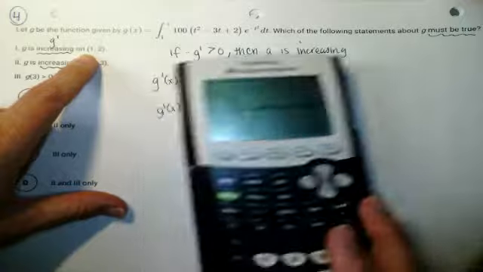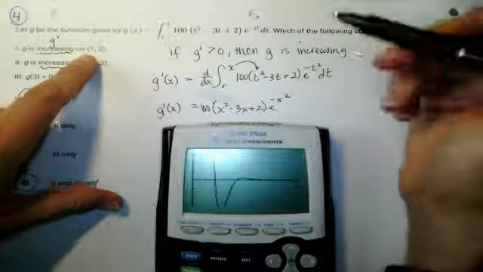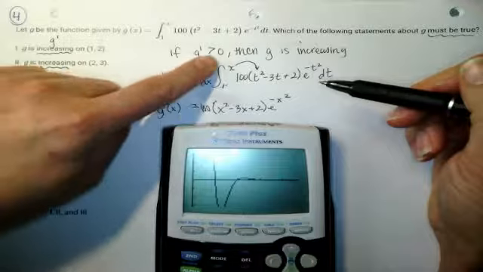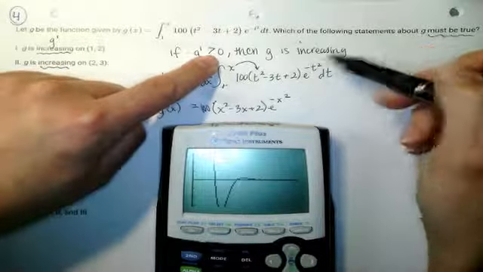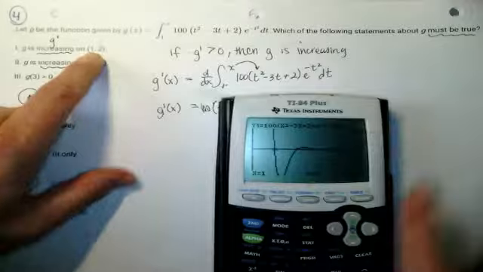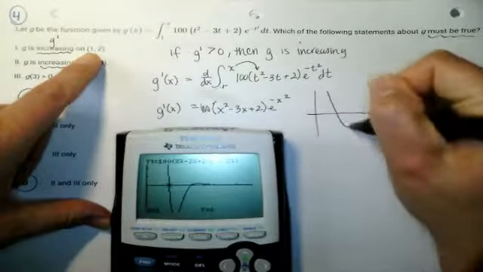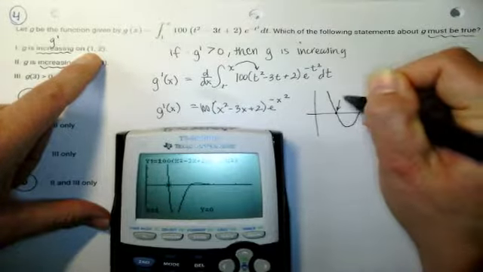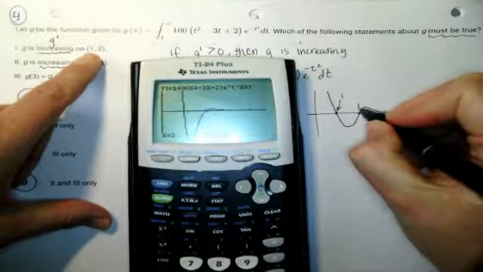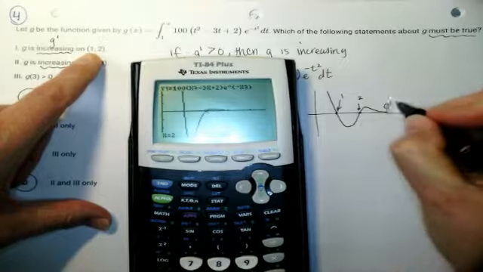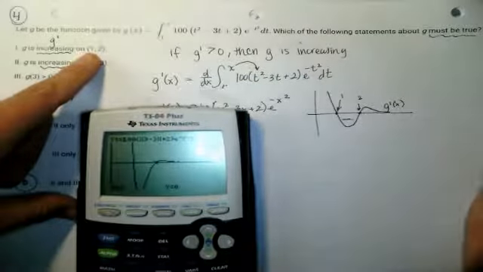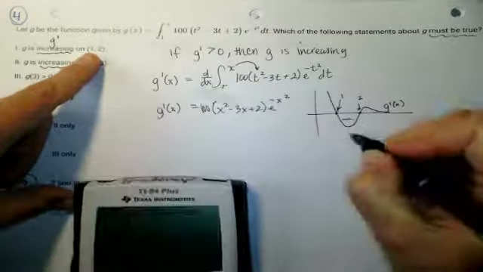Cool. Now I have my graph there, and I'm looking at g prime. If g prime is positive, then g is increasing. So let's look from 1 to 2. I'll use my trace function and type in 1. If I were to make a little sketch of this graph, here is where x is 1. Let's see what happens when I trace 2. This is at 2. I am looking at g prime, and we can see that the function is negative between 1 and 2, which means g would be decreasing.